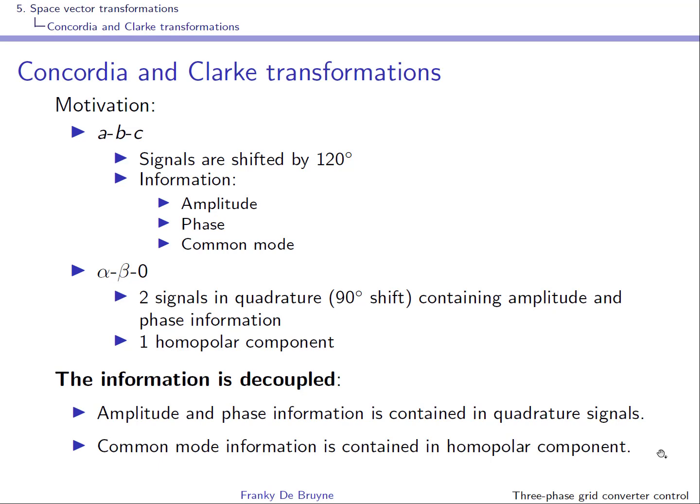So we can see that using these transformations the information is decoupled. Amplitude and phase information is contained in the two first signals, these alpha beta signals that are shifted by 90 degrees, and the common mode information is contained in this homopolar component. In our application, the homopolar component will be 0 because the signals will be balanced, so we can forget about this homopolar component and just use the alpha beta signals.